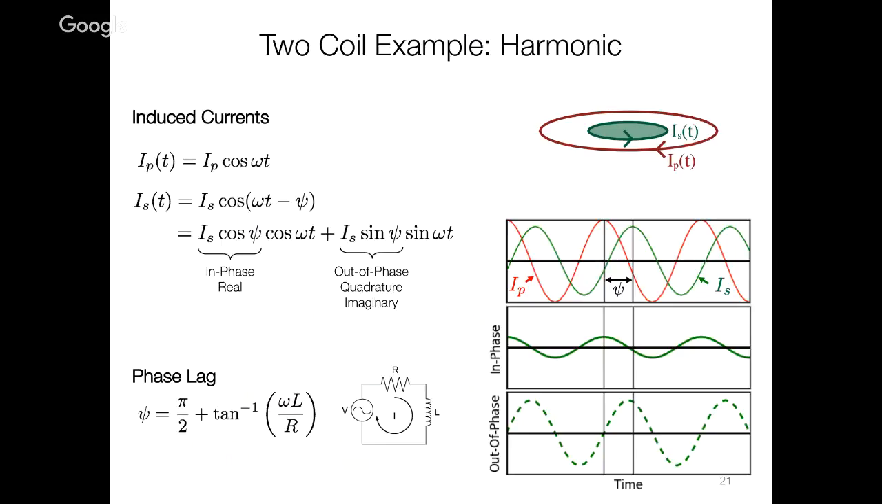We also have an expression for how much this phase lag psi is, and it's given by pi over 2, and then arctan of omega L upon R. Remember that was related to tau, the decay curve. So L upon R is a crucial thing. And this quantity here is actually called the induction number.